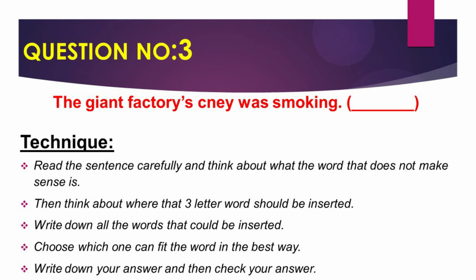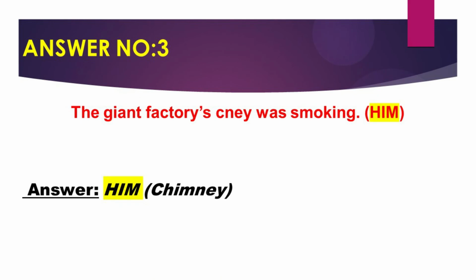So if you take the missing part from chimney, you are left with him. And we know that him goes after the C, so it will equal chimney. Write down all the words that could be inserted, as we have just done. Choose which one can fit the word in the best way. It is him. Write down that answer and then check it. The answer for question number 3 is him. If you put him into the word, it equals chimney.